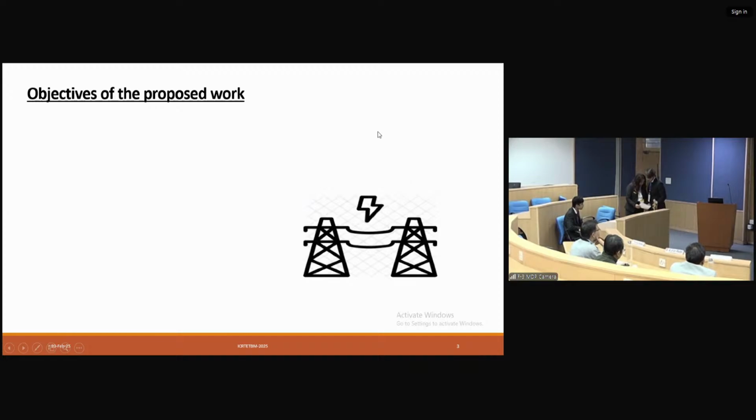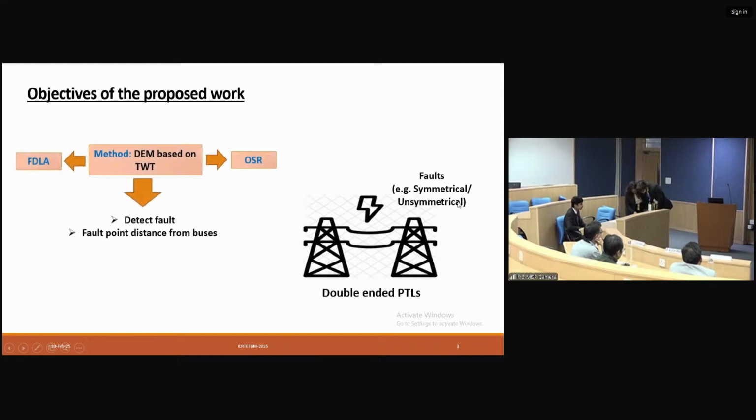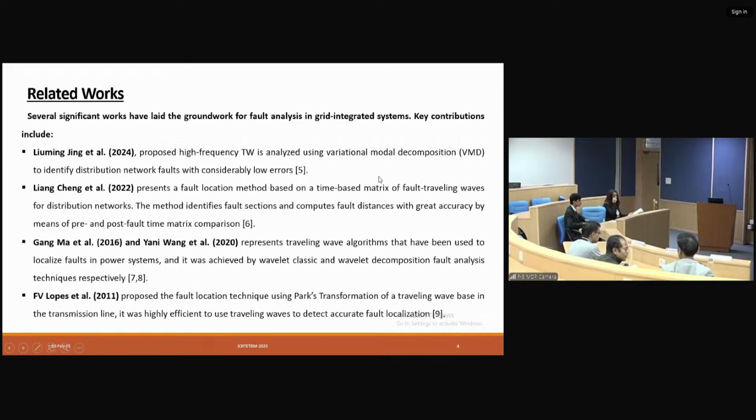The main thing is, when a power transmission line, mainly a double-ended power transmission line, is subjected to any kind of fault, which can be symmetrical or unsymmetrical, the fault can be analyzed and detected, and the fault point distance from the buses found, using the double-end method based on the traveling wave theory. Our methodology is also enhanced by optical sampling detection and localization algorithm. From the result, we can get a minimum calculation error of 0.25% or less. So these are some related works.